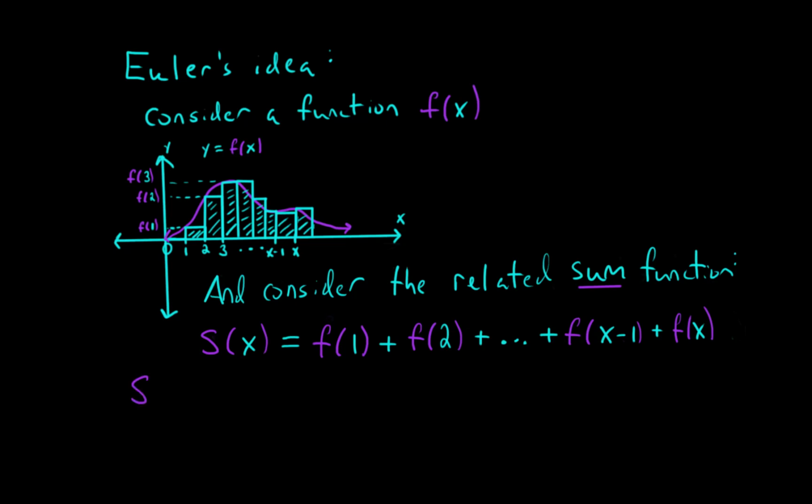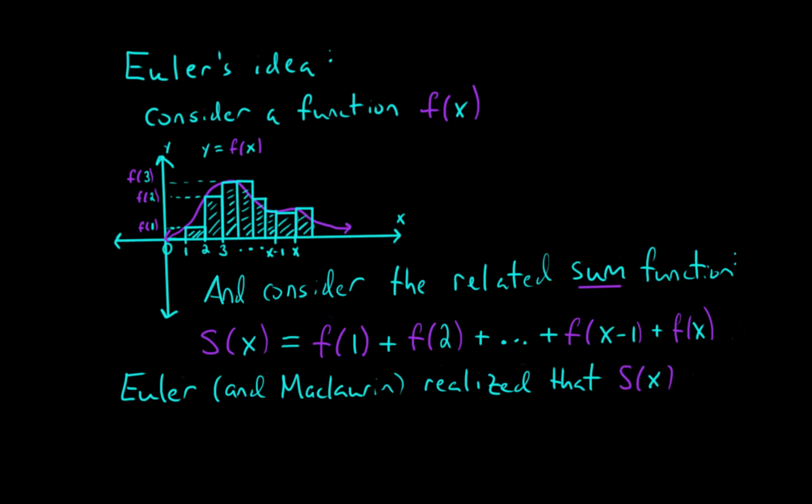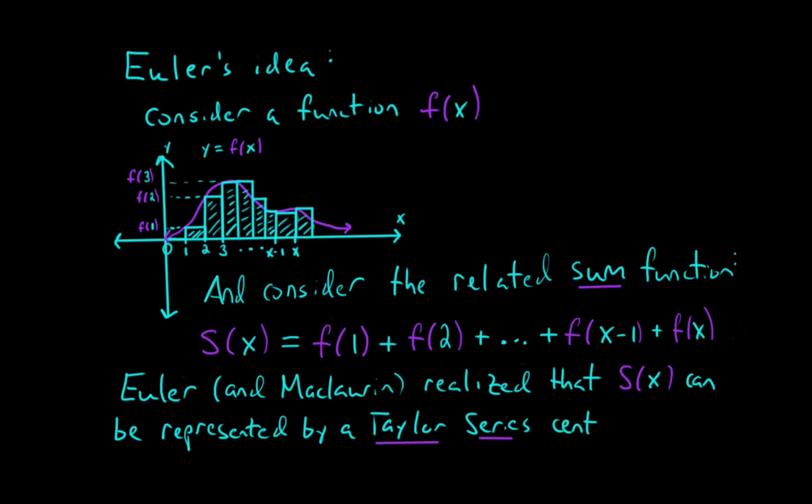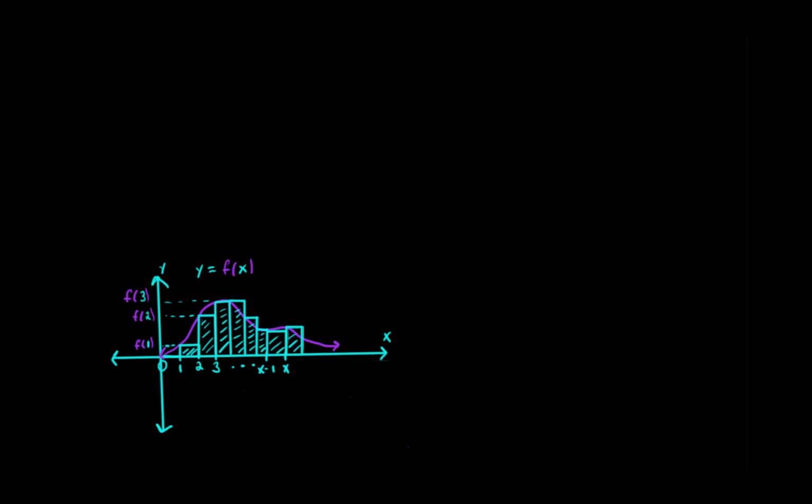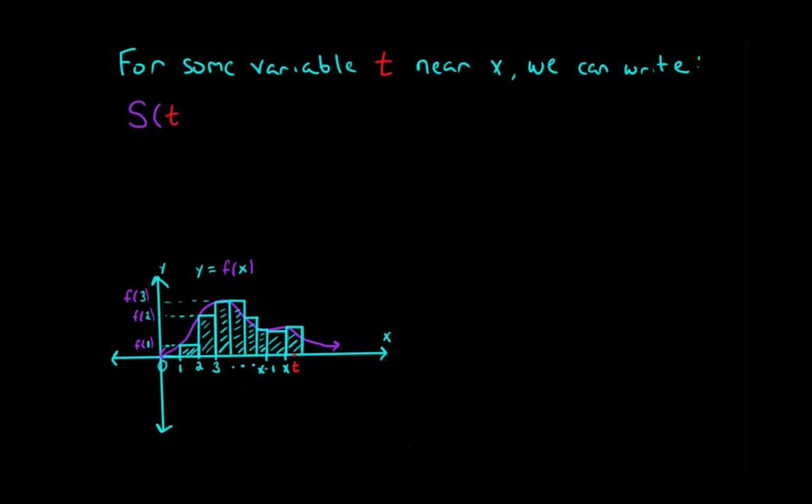So here's the great insight. Because the function s of x, representing the sum of f of x at x equals 1 and x equals 2 and x equals 3 all the way up to x, because s of x is itself a function of x, s of x can be represented as a Taylor series centered at x. So let's see what form that Taylor series representation for s of x would take. Now, you may be used to seeing x as the variable for a Taylor series, and then when we want to center the Taylor series at some point, we usually label that point c. I'm going to write it a little differently here. I'm going to make my variable t because we're centering the Taylor series at the point x.